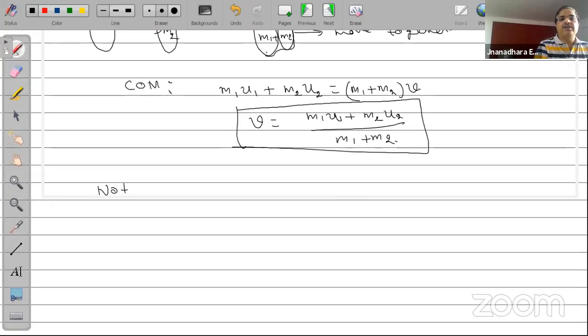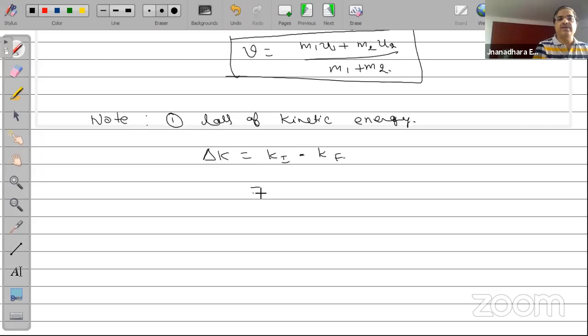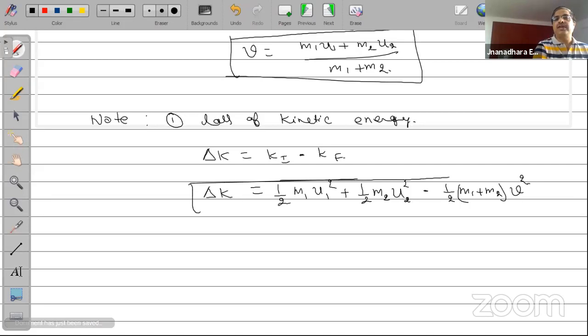Note an important point here. We'll find that in this case, there will be loss of kinetic energy of the two bodies. That loss of kinetic energy will be written as Ki minus Kf, which will turn out to be half m1 u1 square plus half m2 u2 square minus half (m1 plus m2) v square. This is called the loss of kinetic energy in the case of plastic collision.